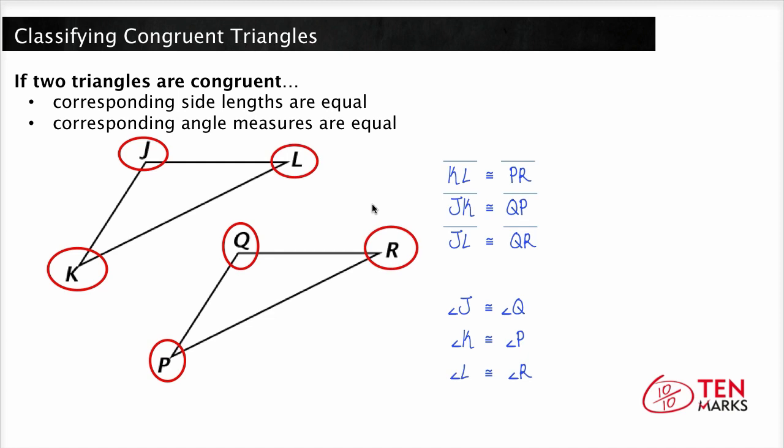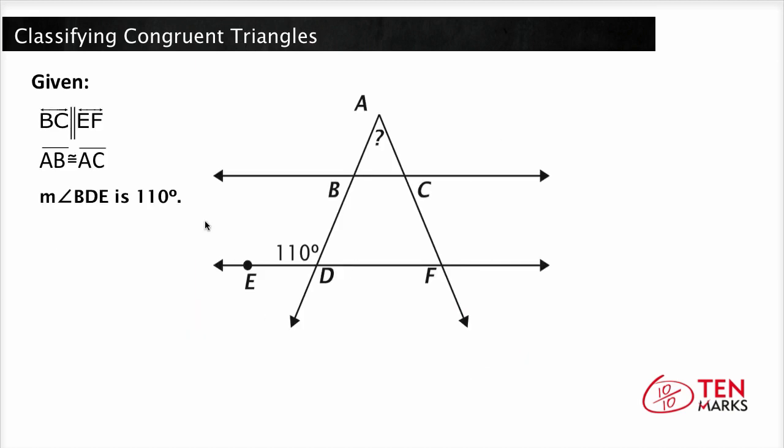Now, let's solve a problem identifying the missing angle. In this figure here, we're given the following bits of information. We know that line BC and line EF are parallel lines, and line AB is congruent to line AC. Finally, we're also given that the measure of angle BDE is 110 degrees. Knowing all this, which value is equal to the measure of angle BAC, which is denoted by this question mark right here?